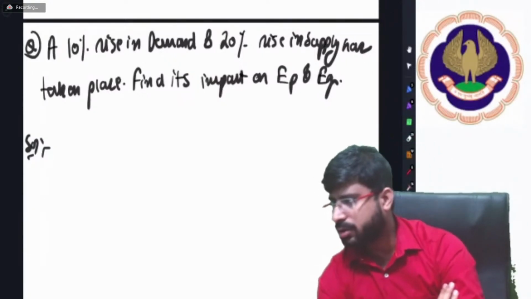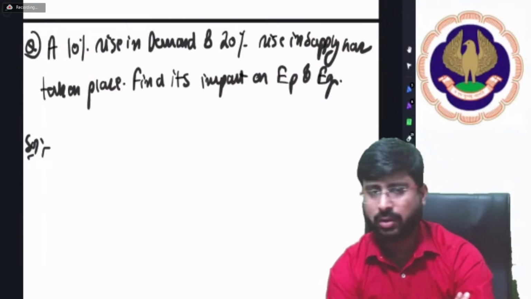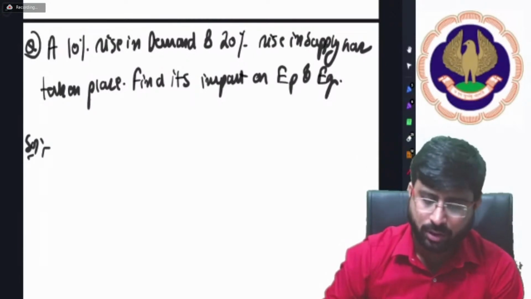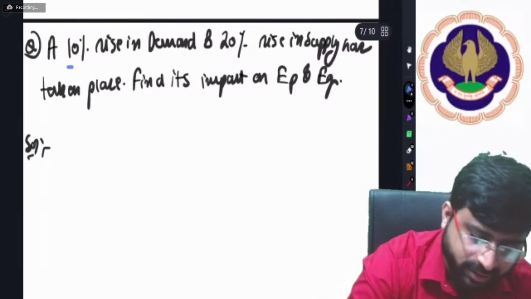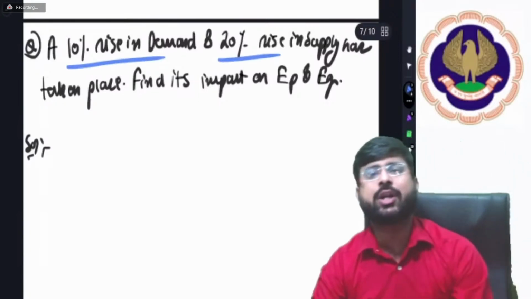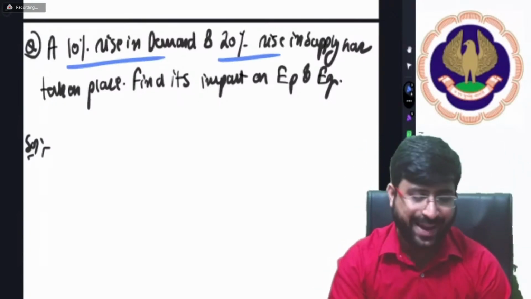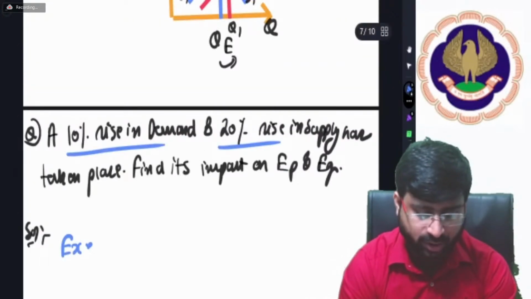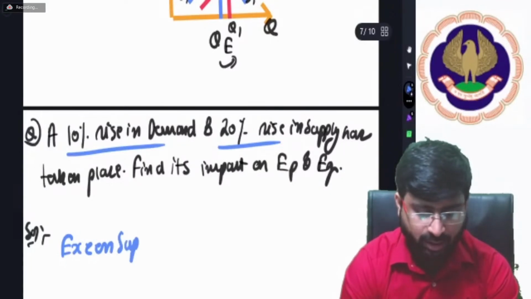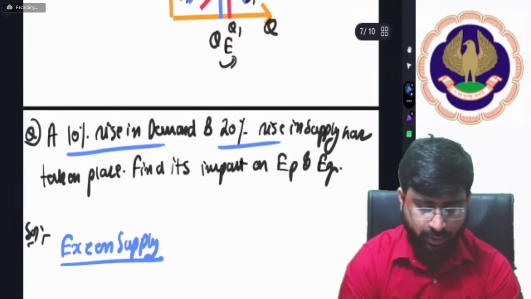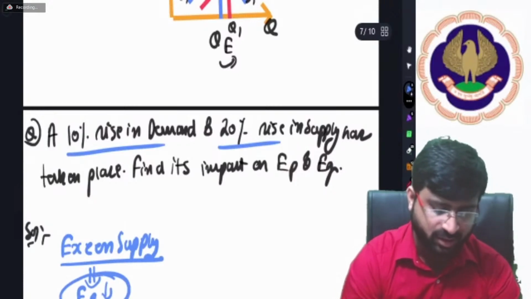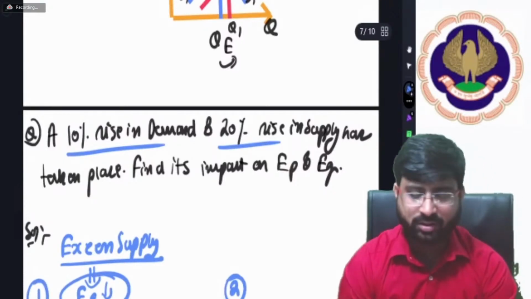So if this is clear, let me draw it for you, the entire picture. Now see, the rise in demand is 10%, the rise in supply is 20%. So there is a situation of excess supply. We call it a situation of excess supply. First of all, excess supply results in equilibrium price going down. This is answer number one. And what is answer number two?